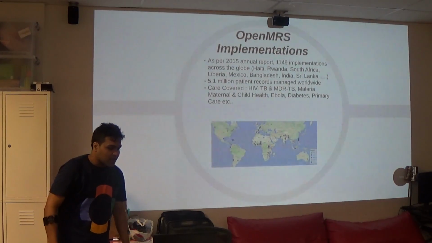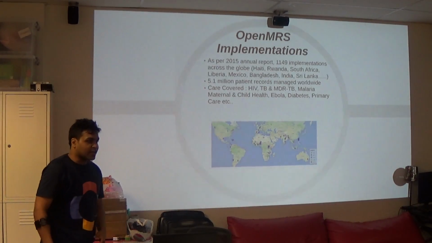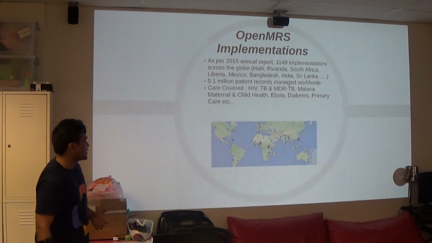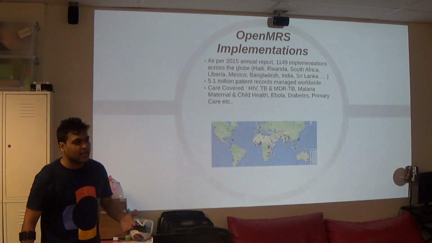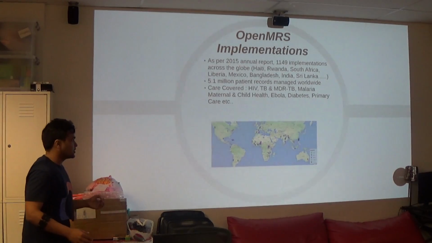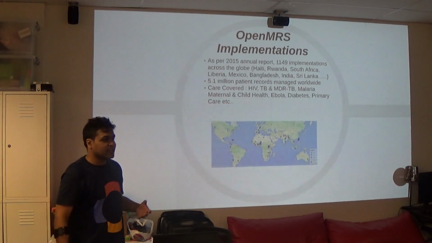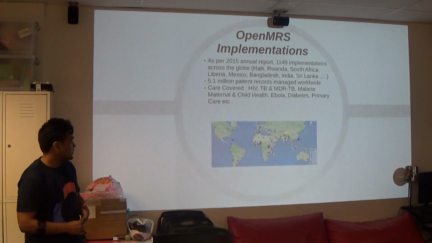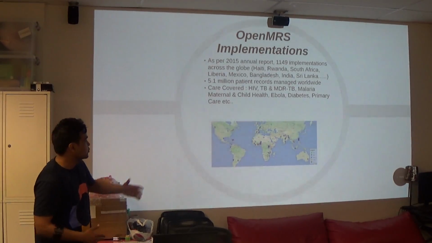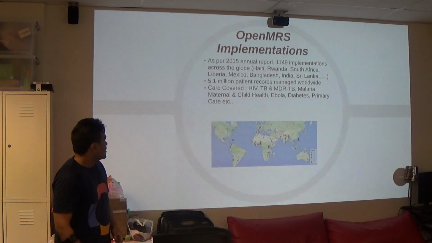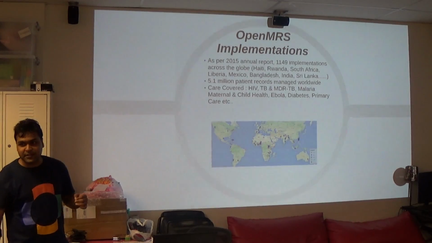So, let's talk a bit about OpenMRS implementation. As per our 2015 reports, there are about 1149 implementations of OpenMRS across the globe. Some of the major ones are in Haiti, Rwanda, South Africa, Liberia, Mexico, Bangladesh, India, and Sri Lanka. And they are in a lot of places spread across the globe, as I'll zoom in on the map and we can see it later. So there are about 5.1 million patient records that are managed by our implementations worldwide.